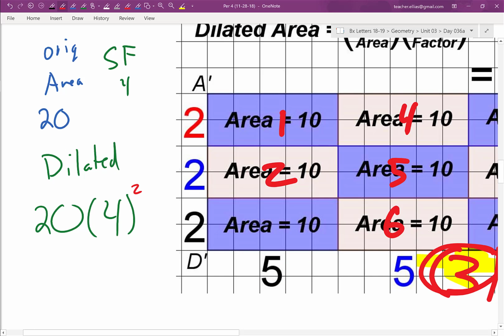Because when you are talking about area, area has 2 dimensions. It has a base and a height. So that scale factor of 4 gets distributed. You have to have that 4 not just 1 time, you have to have it 2 times, for the base and the height. That's why area is scale factor squared.